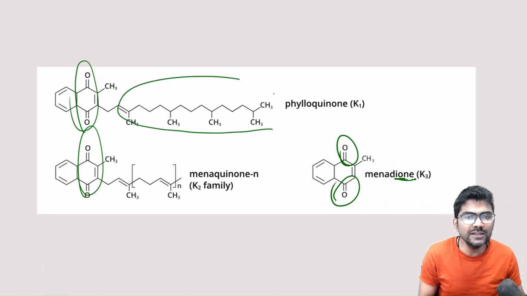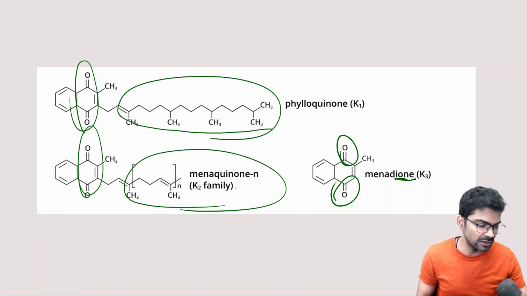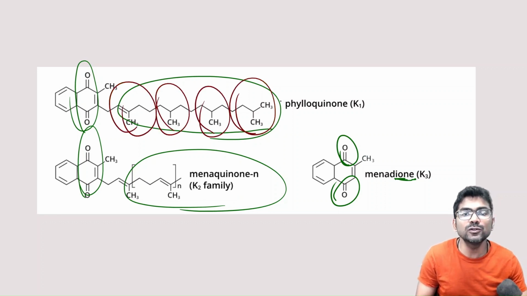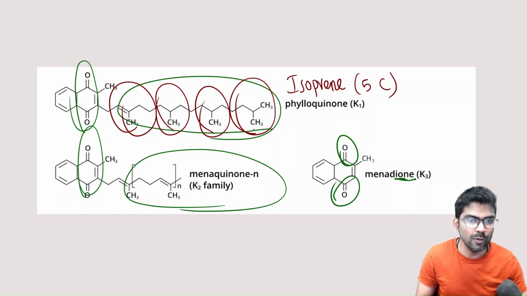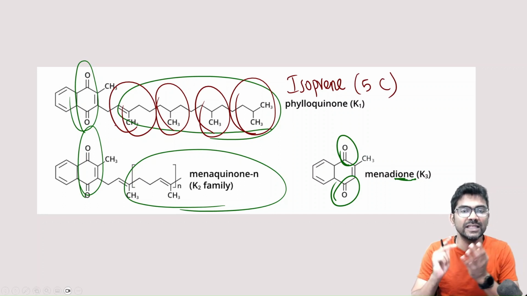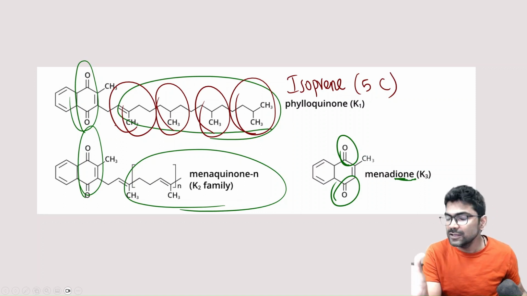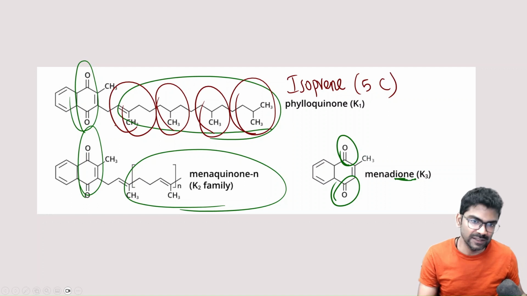Also notice the side chain. What are you noticing in the side chain? There are multiple isoprene units, right? Isoprene is a 5 carbon compound. So these fat soluble vitamins A, D, E, K, they all contain isoprene side chains.